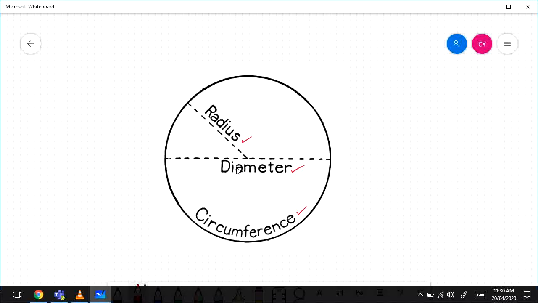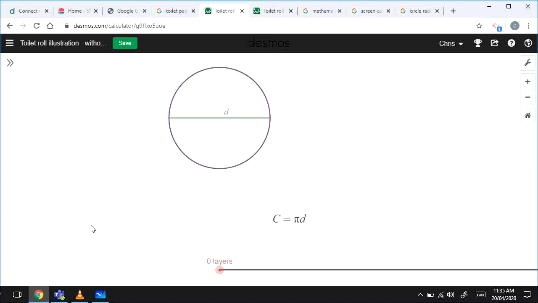And we're only going to need one formula, and here it is. It's the famous formula for the circumference. The circumference, the distance around the outside, is equal to pi times the diameter. C equals pi d. So let's look at the circles in our model. The circumference of the cardboard roll is pi times d.